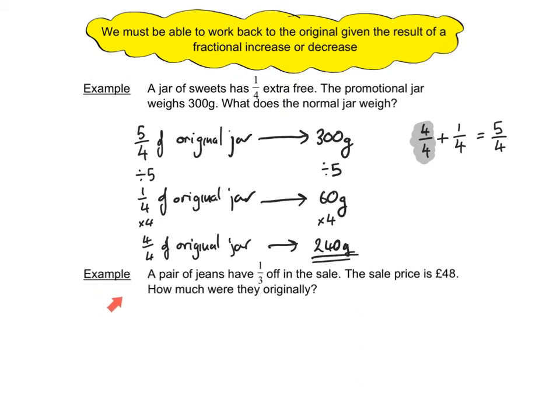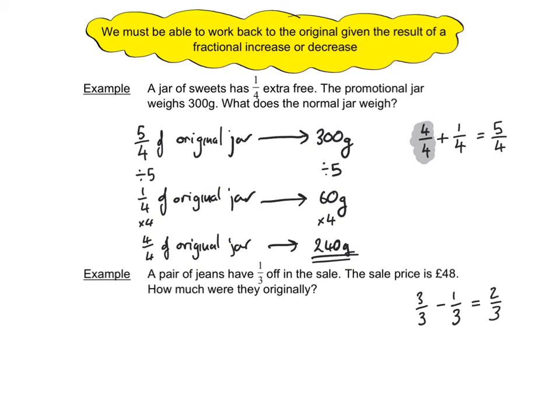In the next example, we'll do something similar. So this time a pair of jeans have 1/3 off in the sale. The sale price is £48. How much were they originally? Now let's start off again with the original price, which we'll say was 3/3, in other words, all 3 of the thirds, the full amount of the original value. Now, they've had a third taken off them, so we take away 1/3 from the full price of 3/3, and we are left with 2/3.